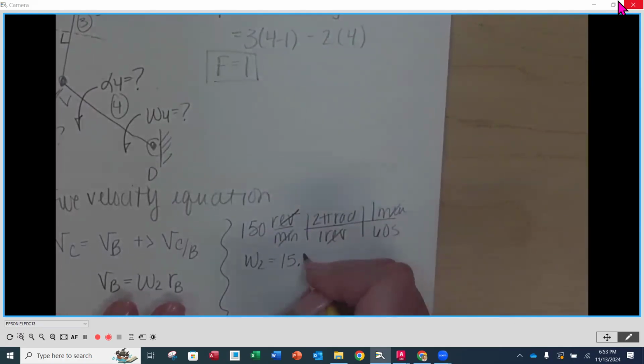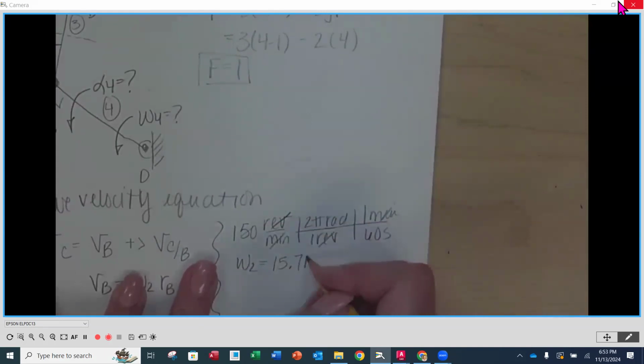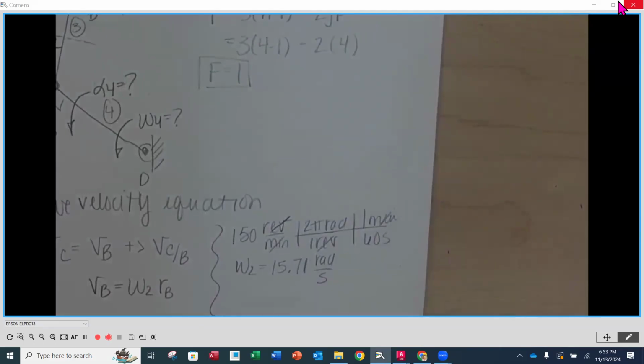Confirm. I got 15.7075. So 15.71 radians per second. Anybody else get that number? Yeah, Lex says yes.